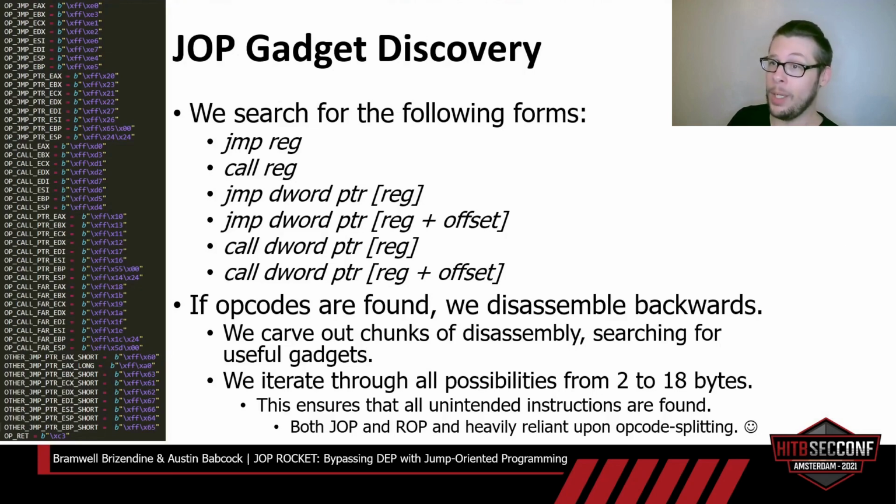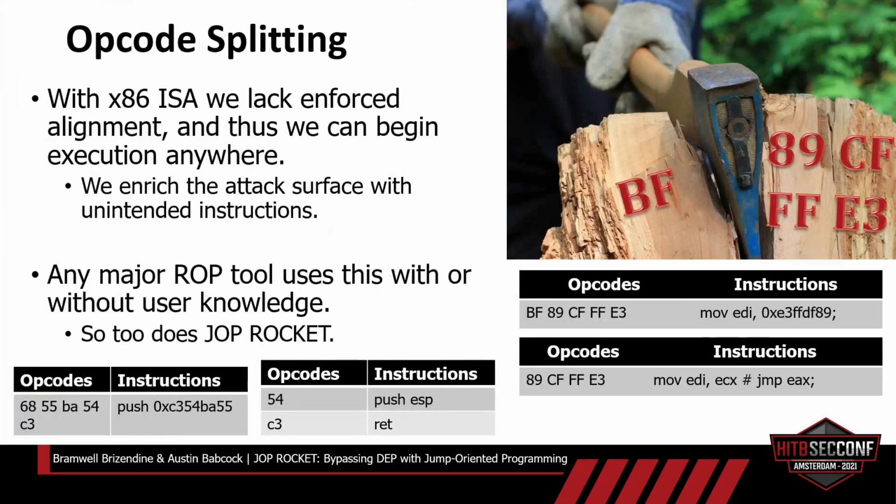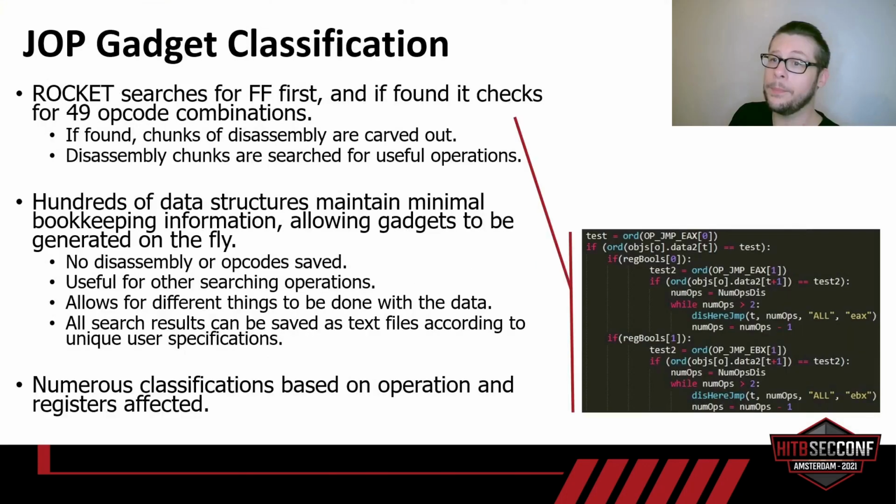And once we find them, we're going to disassemble and create multiple disassembly chunks, and we'll search for practical gadgets. One very interesting thing that happens is opcode splitting. This allows us to enrich the attack surface by finding unintended instructions that the programmer did not mean to be there, but it doesn't matter because it still works. So a couple of examples right there, and we can drastically increase the attack surface by doing opcode splitting. And of course, this is done automatically. You don't need to be aware of it. It's just done for you.